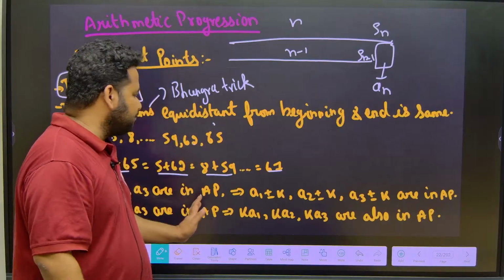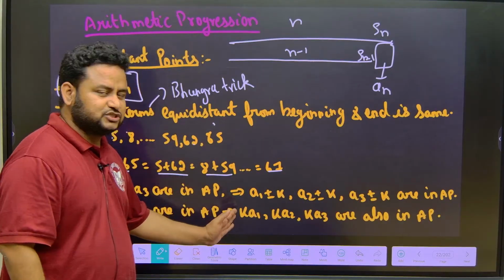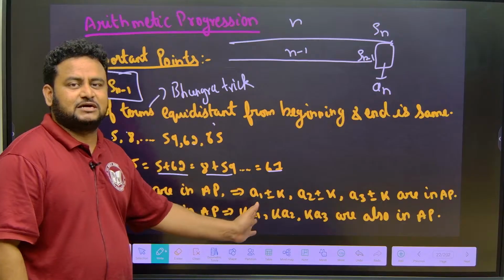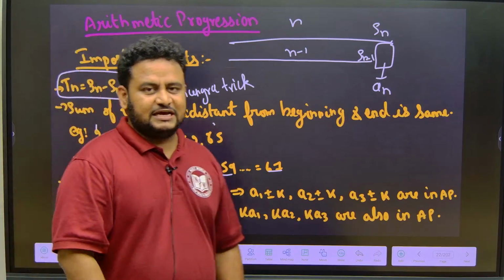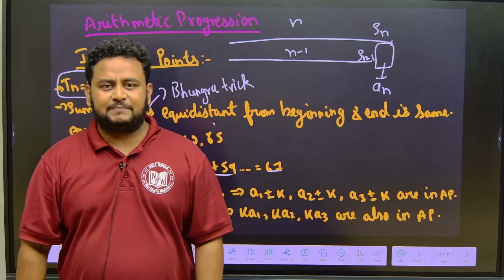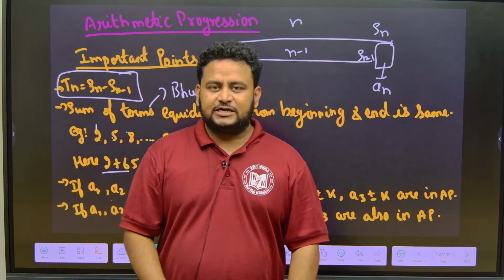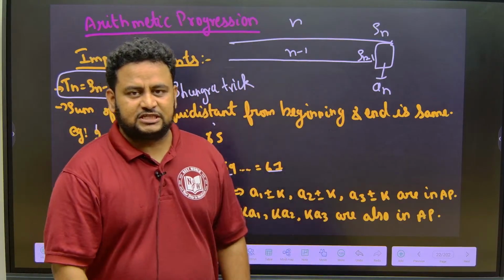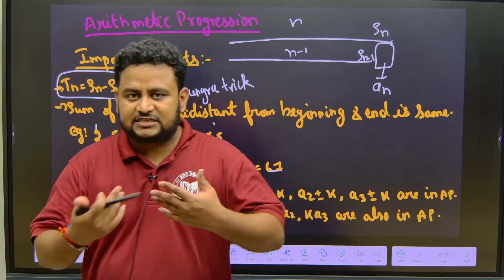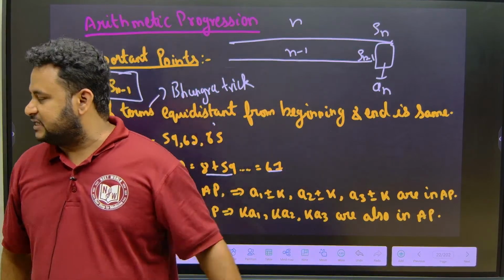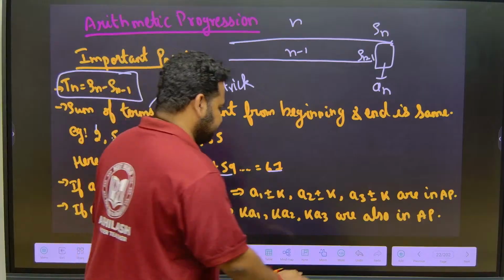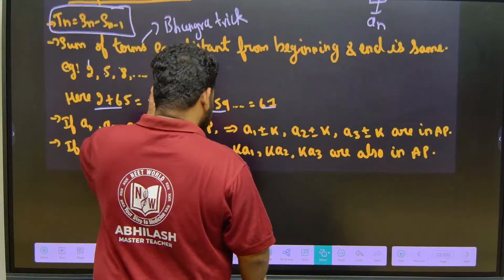Next thing is, if you multiply each of the terms by the same constant, say K, the resultant terms will also be in AP. Suppose the AP is 2, 4, 6, 8 and I am multiplying by a constant 3. So 3 into 2, 3 into 4, 3 into 6, 3 into 8. The resultant terms will also be in AP. That is the meaning of this statement. Let us proceed.